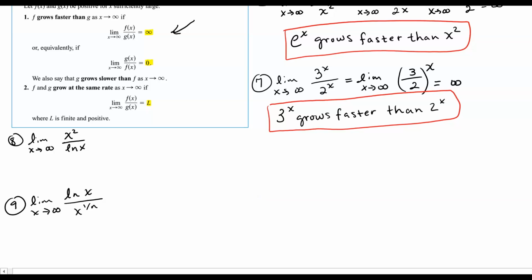All right, let's take a look at number 8 here. The limit as x approaches infinity of x squared over the natural log of x. So this one's an interesting one because we don't know.